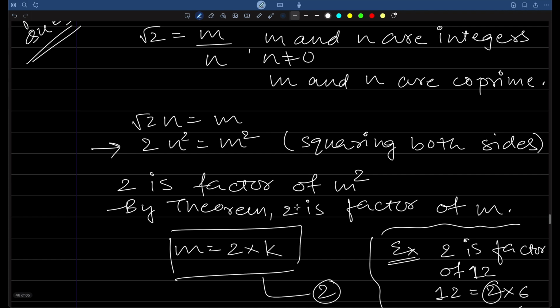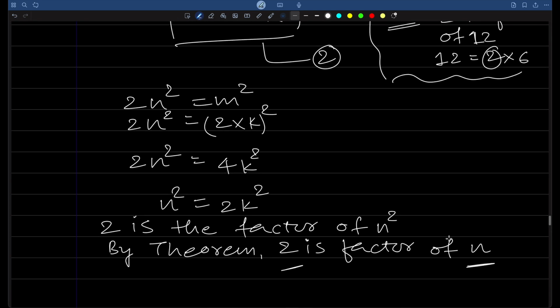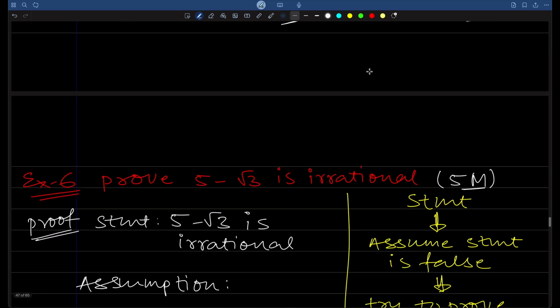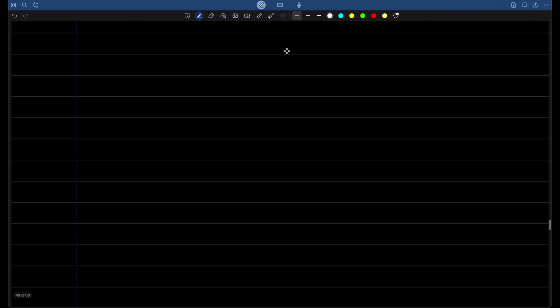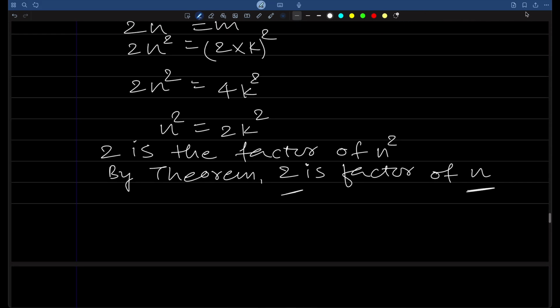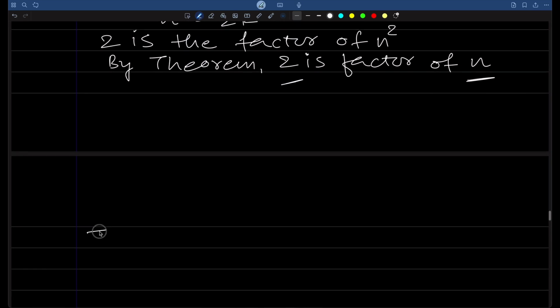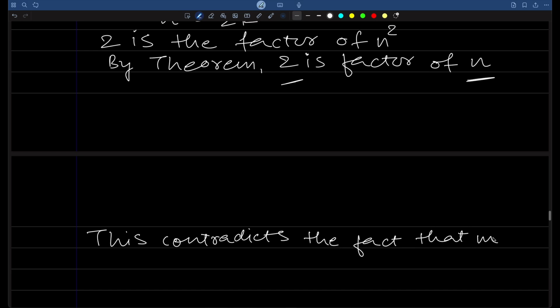Now if we see, 2 is a factor of m, and 2 is also a factor of n, but this contradicts the fact that m and n are co-prime.